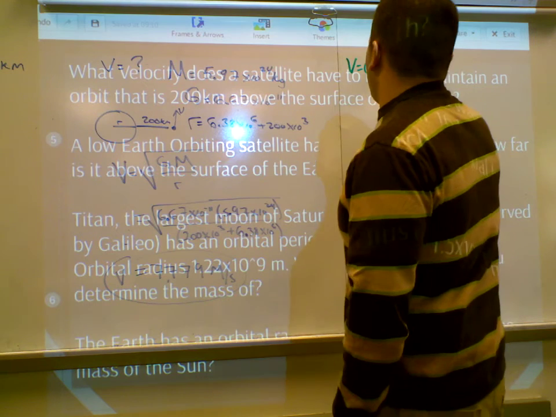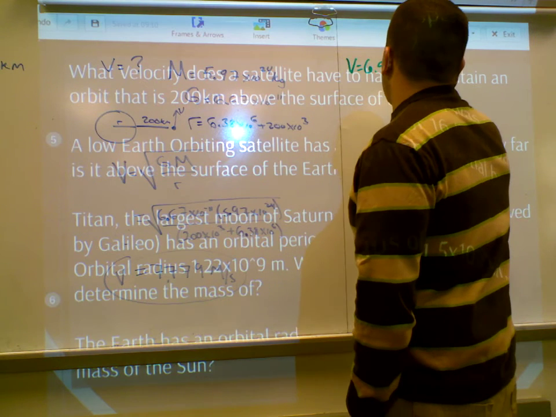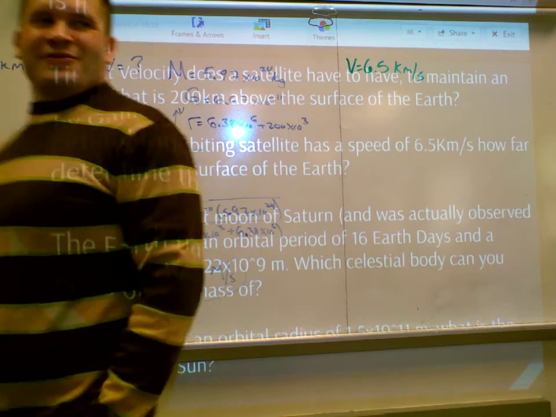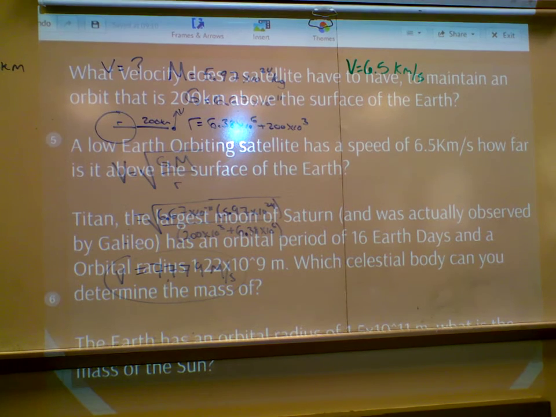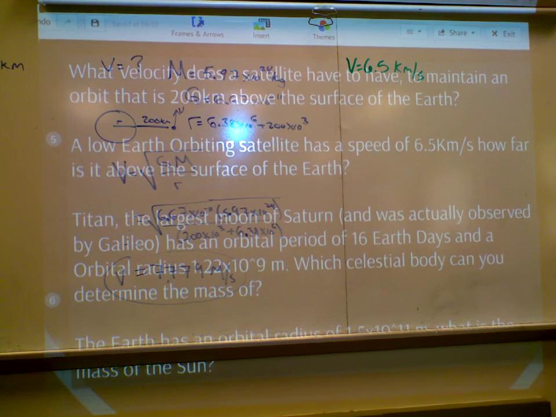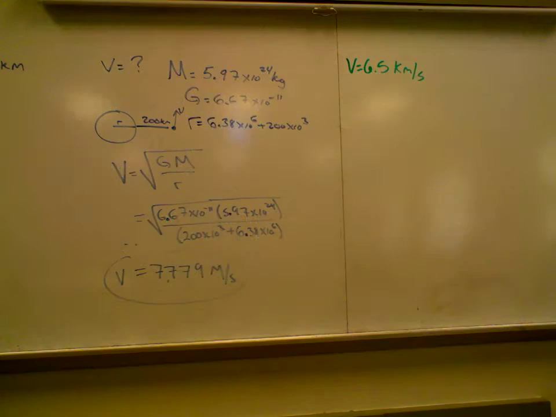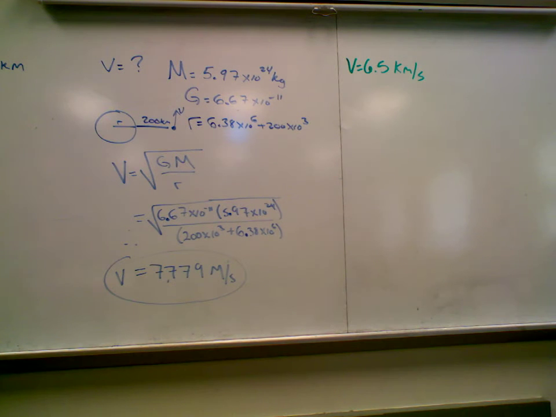All right, so V, what's the velocity here? 6.5 kilometers per second. It's not that big. Hopefully you noticed that it's actually been getting a little smaller. That's the new velocity. Everything else is for the Earth, right? You need that back up there, Rex?